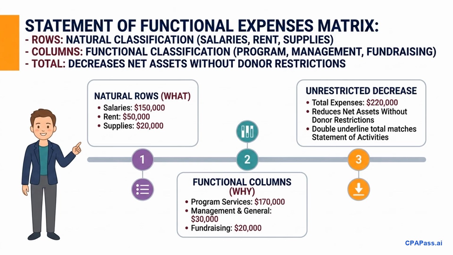At the bottom, the total expenses flow directly to the statement of activities as a decrease in net assets without donor restrictions. This matrix ensures full transparency, showing both the nature and the purpose of every dollar spent by the organization.